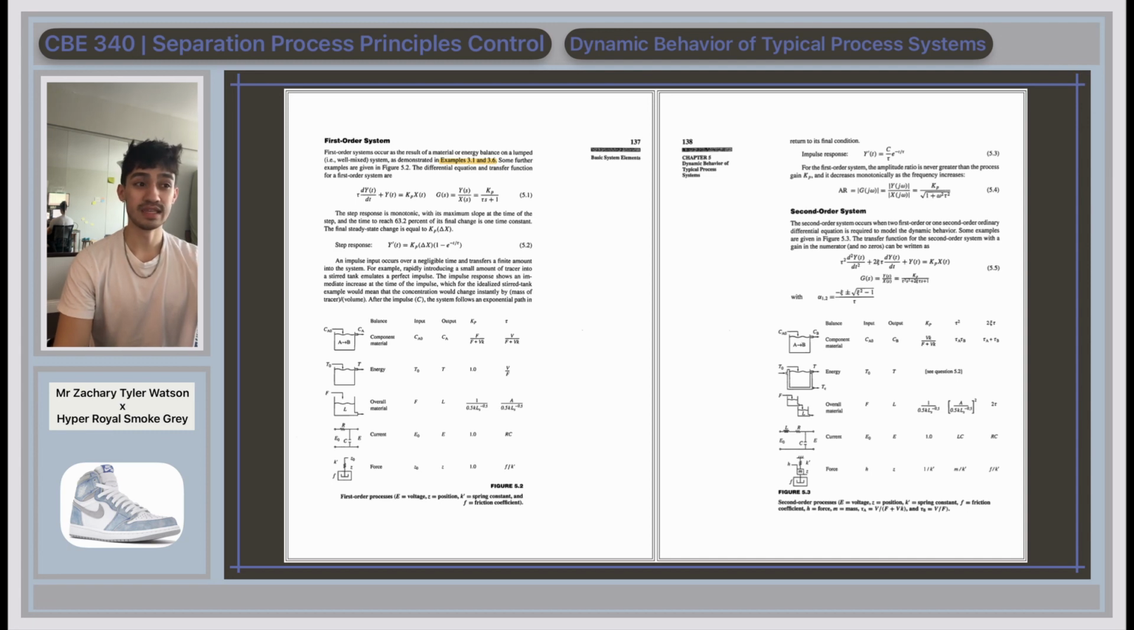So, as we said before, the final steady state change is equal to proportional gain times the change in the input. So this would be the differential variable of the output variable with respect to t, equal to the final steady state change multiplied by the expression 1 minus exponential raised to the power negative t over tau.